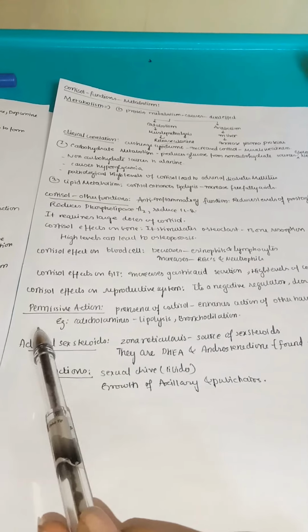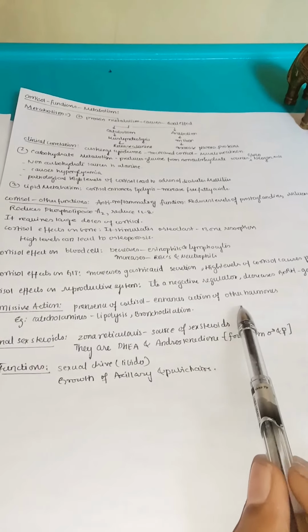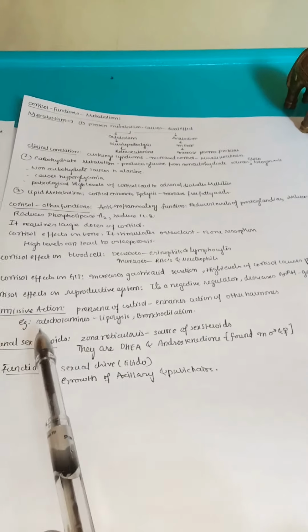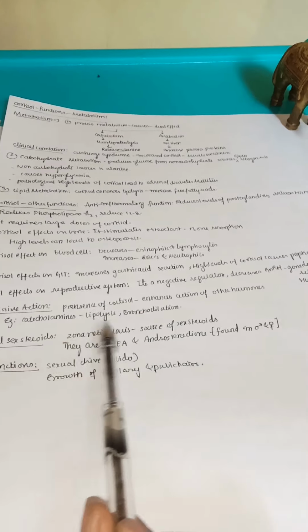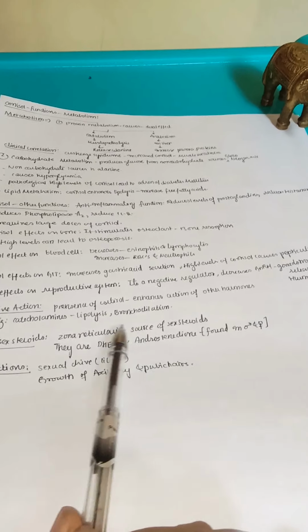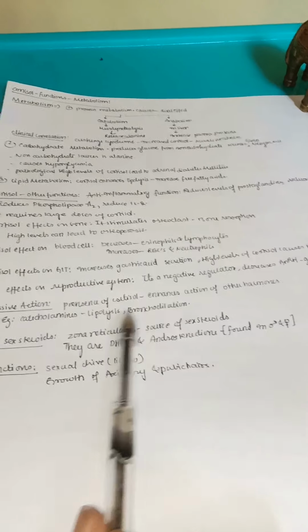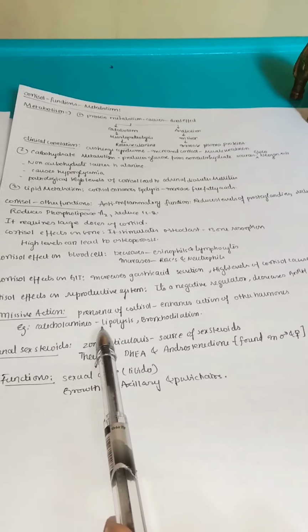And next we have permissive action. That is, the presence of cortisol enhances the action of other hormones, for example, catecholamines. In the presence of cortisol, it will lead to lipolysis and bronchodilation. So all these functions of catecholamines are seen only in the presence of cortisol. This is called permissive action, meaning in the presence of cortisol, they have higher function.